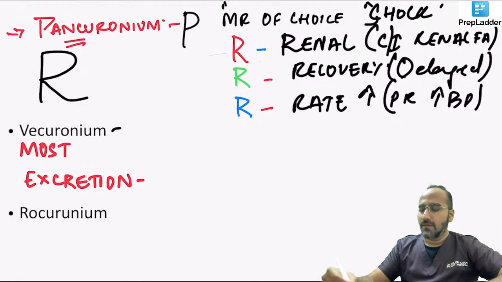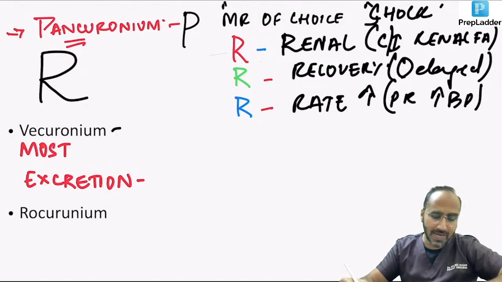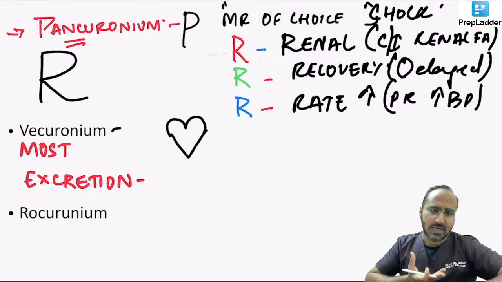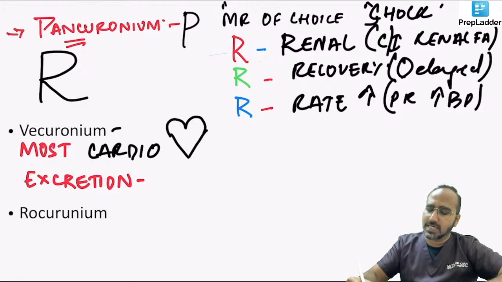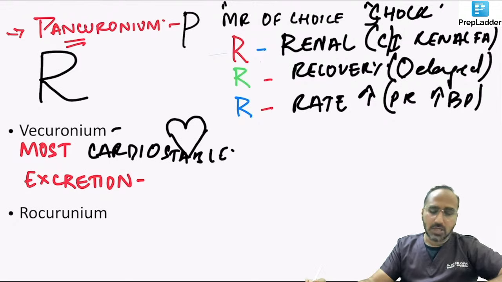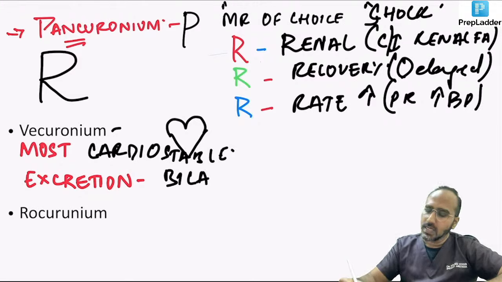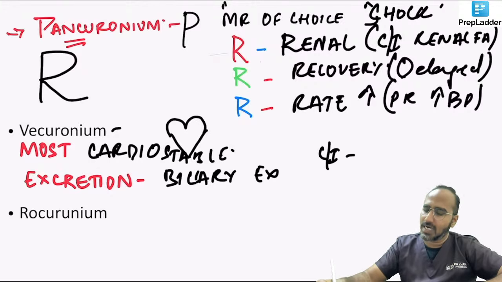Next is vecuronium. When we are discussing vecuronium, always remember guys, vecuronium V looks like a Valentine's heart. Okay, vecuronium means heart only, you have to remember. Why? Because it is the most cardiostable muscle relaxant. Most cardiostable IV induction agent was etomidate. But vecuronium is having maximum excretion through the biliary tract. Hence, it is contraindicated if the patient is having obstructive jaundice. In obstructive jaundice, don't give vecuronium.